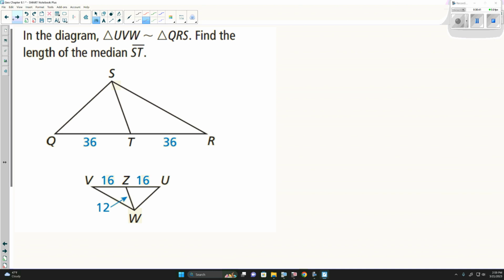In the diagram, UVW is similar to QRS. Find the length of median ST, so this length here, in this figure. So we can set up a proportion. So we'll have x over a length is equal to a length over a length. So what length is similar with length x? 12. Well, what number would we put on top? So we'd have 36 and 16, yes?